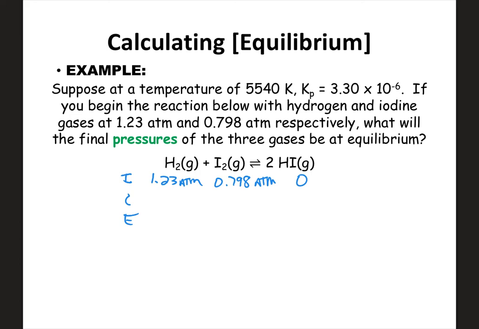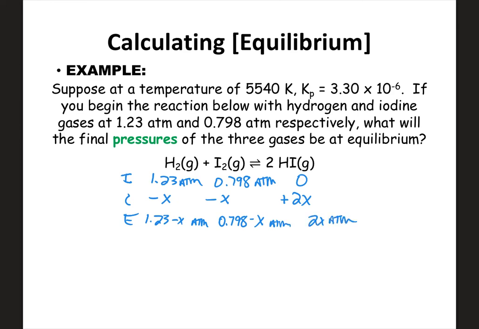So when I look at the change, I know that the products, since they were 0 to start, are going to be forming. So they're going to be positive for the product, negative for the reactants because they're going to be used up. We're going to lose some value of x for H2 and I2. They're both 1 to 1, but then we're going to form positive 2x for the HI according to the stoichiometry. So at equilibrium, this would be 1.23 minus x atm, 0.798 minus x atm, and 2x atm.